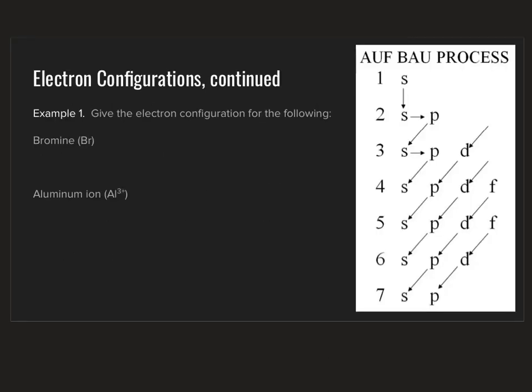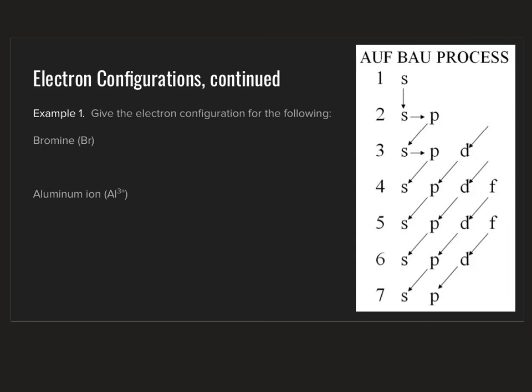So as review, let's go ahead and do a couple of electron configurations. This should be a familiar skill from last year. We'll go ahead and start by having a look at bromine, which is element number 35 on your periodic table. Now, two different ways of doing this.